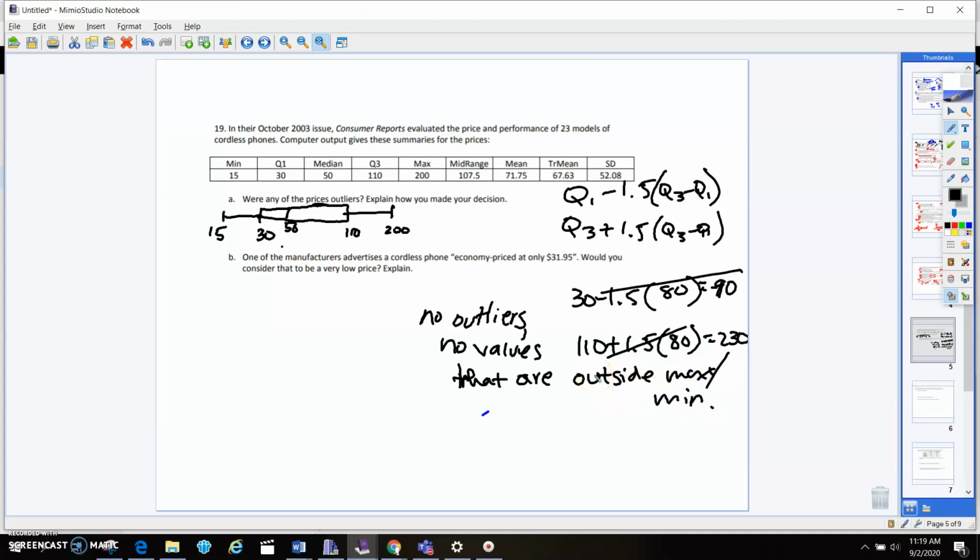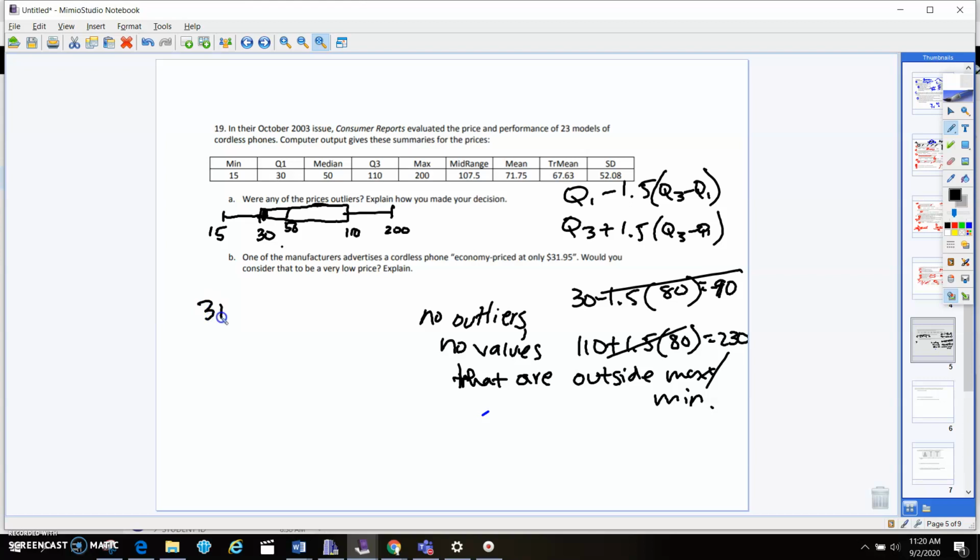Okay. All right, on B, it says one of the manufacturers advertises a cordless phone economy priced at only $31.95. Would you consider that to be a very low price? Personally, $31.95 lies right in here. So that's kind of inside of the two quartiles, and at least 25% of the data is less than 31.95. So it's not a very low price. It's kind of right on par.